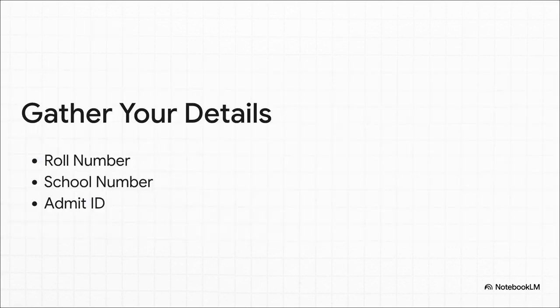Now, before you even sit down to do this, make sure you gather your details. You're going to need 3 things: your roll number, your school number, and your admit card ID. You need these to log in securely. If you're missing even one of them, you're just going to get locked out of the form. So have those documents right there next to you before you start typing.